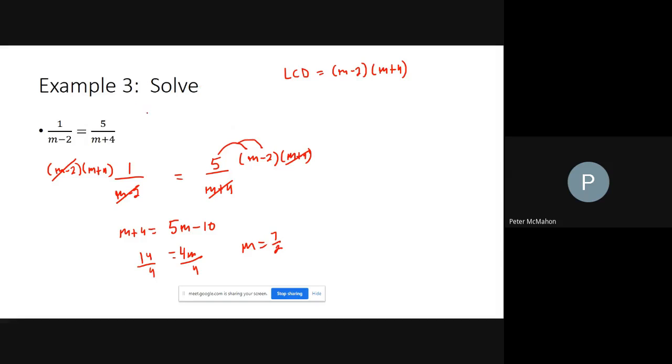Let's double check our non-permissible values. They're 2 and negative 4. And 2 and negative 4 is not this answer over here, so that means this answer is good. Okay, so we're checking this one. It's not conflicting with our non-permissible values, so our solution is going to be m equals 7 over 2 for this question. All right, so keep on going.